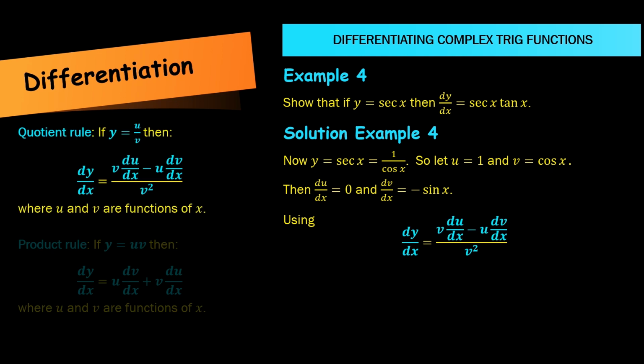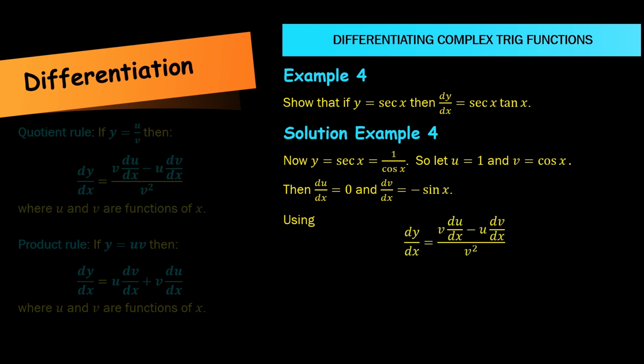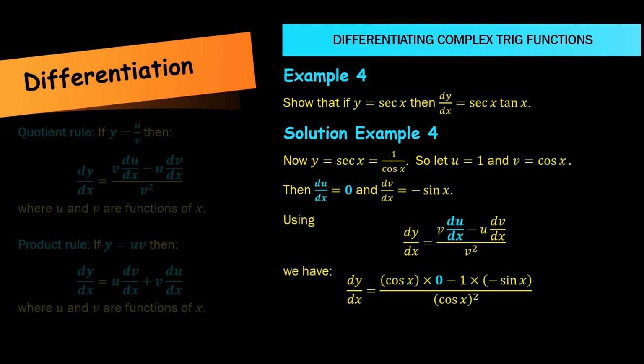Then applying the quotient rule, as shown here, gives us that dy/dx is equal to cosec x, which is v, times 0, which is du/dx, minus 1, which is u, times minus sin x, which is dv/dx, all over cosec squared x, which is v squared. Tidying this up gives us that dy/dx is equal to sin x over cos squared x.